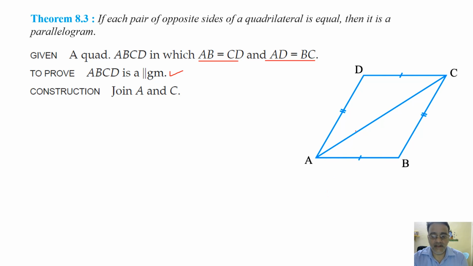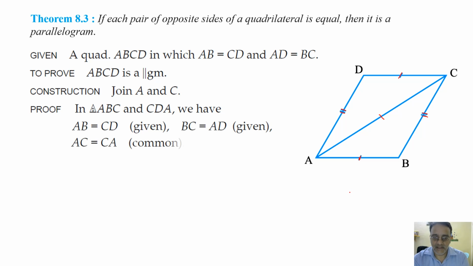Now we will prove that these two triangles are congruent. How? See. First, AB is equal to DC, it is given. And BC is equal to AD, this is also given. What about this side? Common side, right. So these two triangles are congruent by which criteria? SAS. Very good, SAS congruence rule.